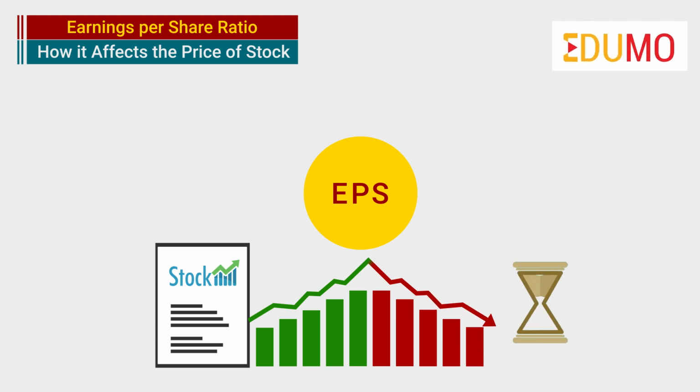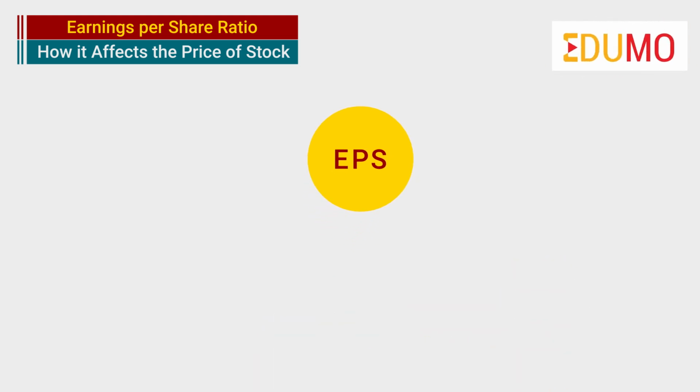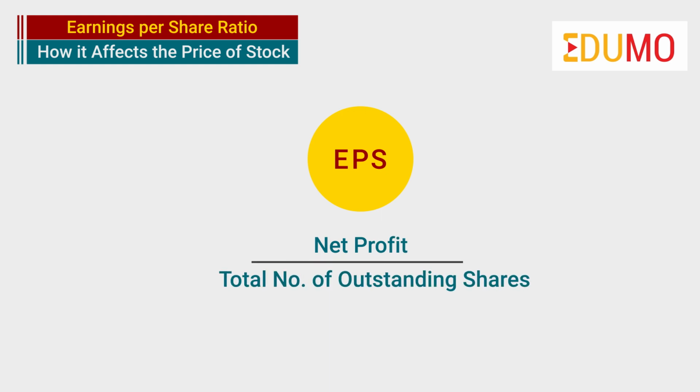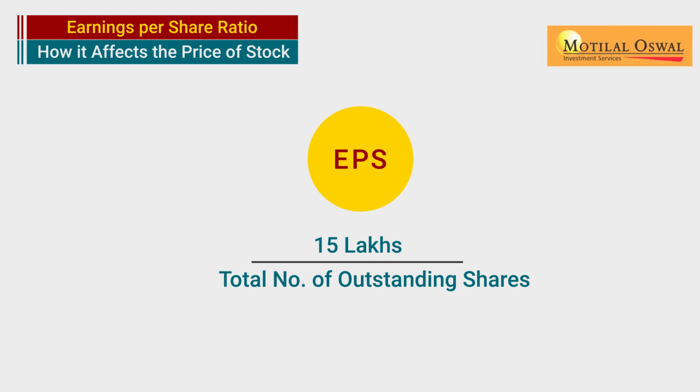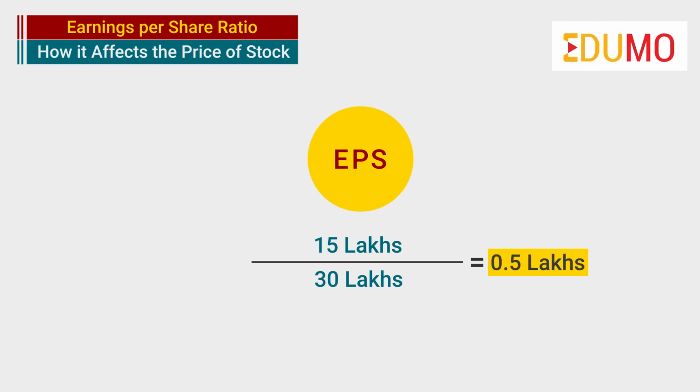particular time period. It is calculated by dividing the net profit of a company by the total number of outstanding shares of that company. So for instance, assume a company announces a profit of 15 lakhs for the year, and the total number of outstanding shares of the company are 30 lakhs. Then the EPS would be 15 lakhs divided by 30 lakhs, that is 15 divided by 30, which equals 0.5. But this is a basic method of calculating EPS.